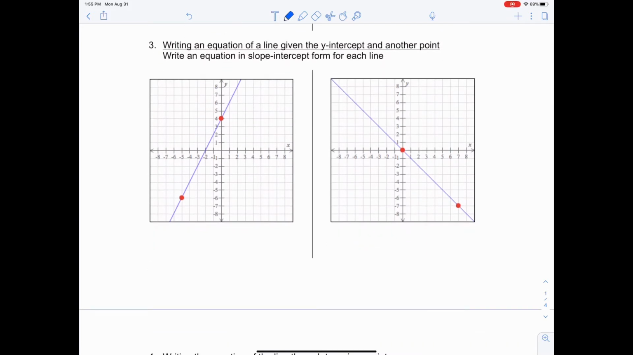Writing an equation of a line given the y-intercept and another point. Write an equation in slope-intercept form. So first thing I like to do is I see that there's 2 points and they're signified in red on here. And what I like to do is put it in x, comma, y form, or just point. So here is an x of 0 and then a y of 4. And then down here, I have an x of 1, 2, 3, 4, 5. So this is negative 5, and this is 1, 2, 3, 4, 5, 6, so negative 5, comma 6.